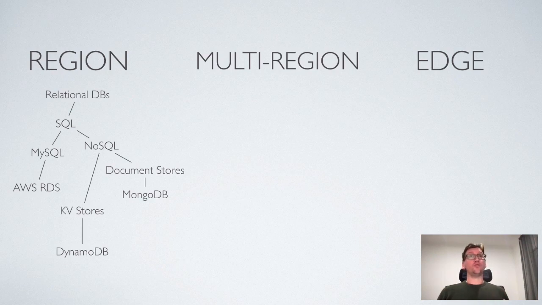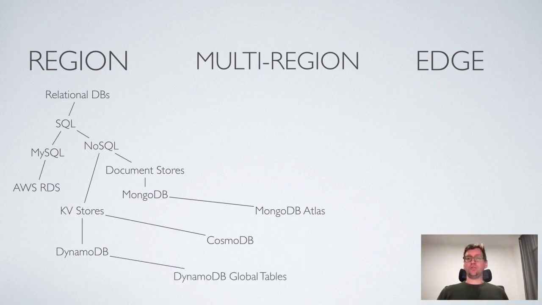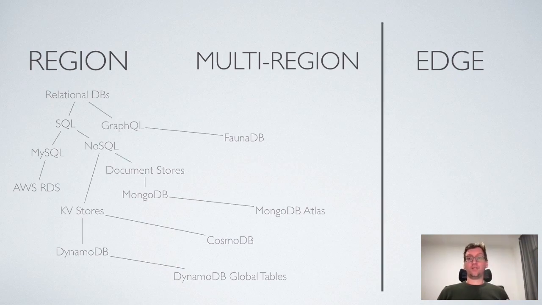But we also see our first multi-region native database appear, which is Azure's CosmosDB. MongoDB releases MongoDB Atlas, which is their multi-region offering. DynamoDB global tables go multi-region. And of course, there's things like GraphQL and FaunaDB that do multi-region as well. But still the exact same chasm. None of these tools have made it all the way to the edge.